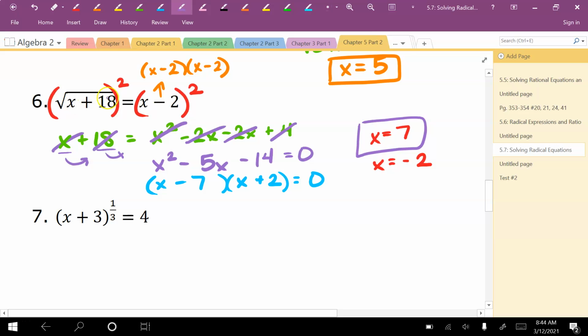What would be negative 2 plus 18? And what's the square root of 16? 4. Okay, so I need a 4 to show up here. What would be negative 2 minus 2? Is it 4?